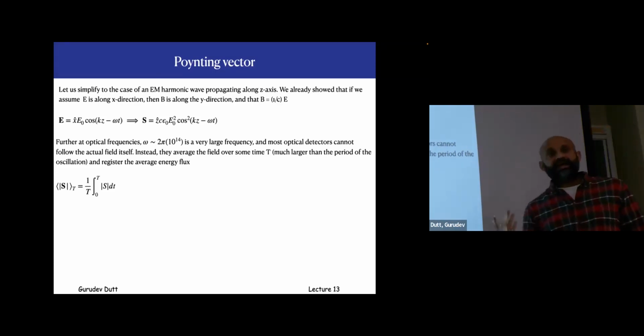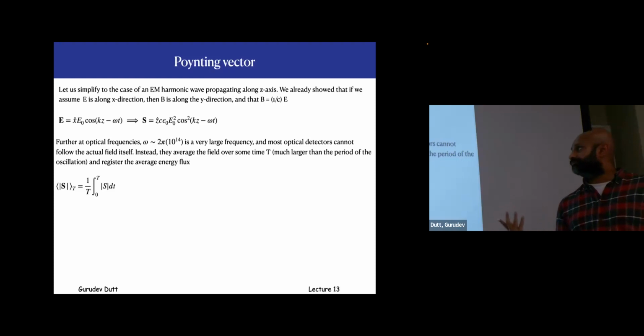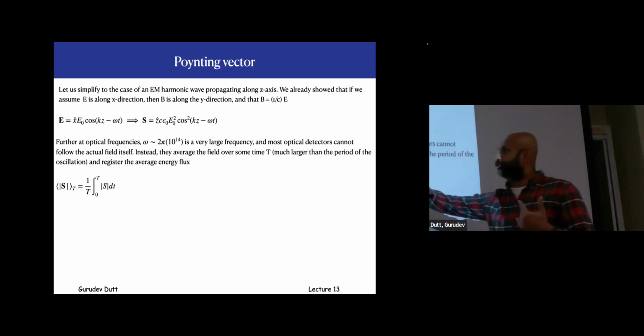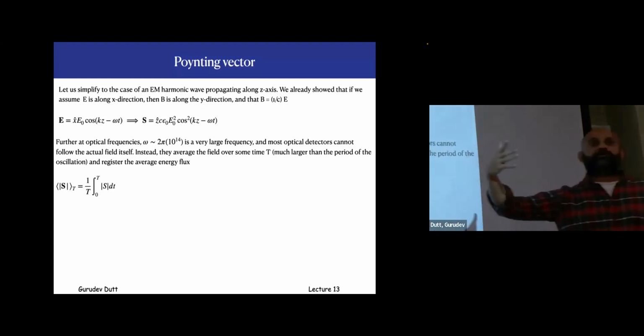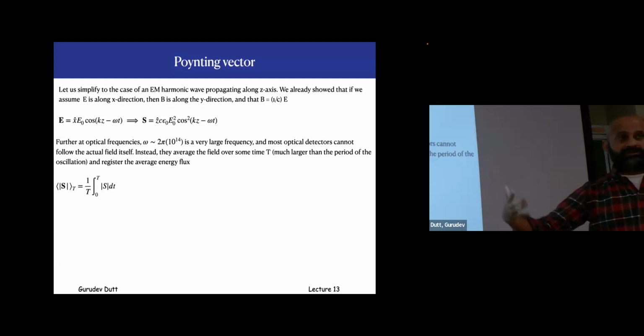Instead, they average the field over some time t, and that time t is usually much larger than the period of the oscillation. Even your fastest cameras and photon detectors typically average over a microsecond time scale. Ten to the minus 14 seconds is about 10 femtoseconds, which is the time period of an electromagnetic wave for visible wavelengths.